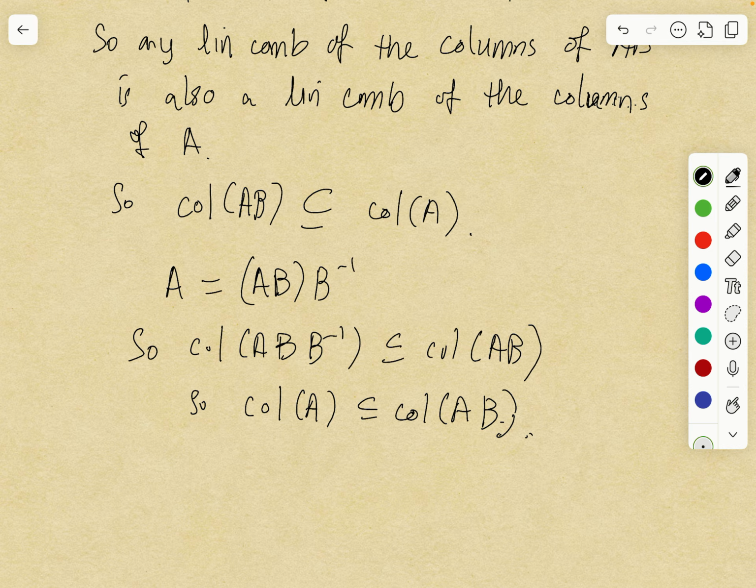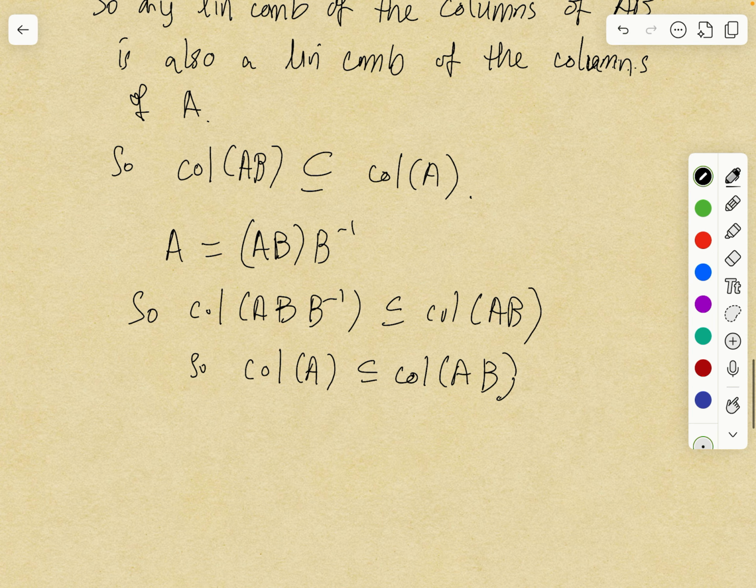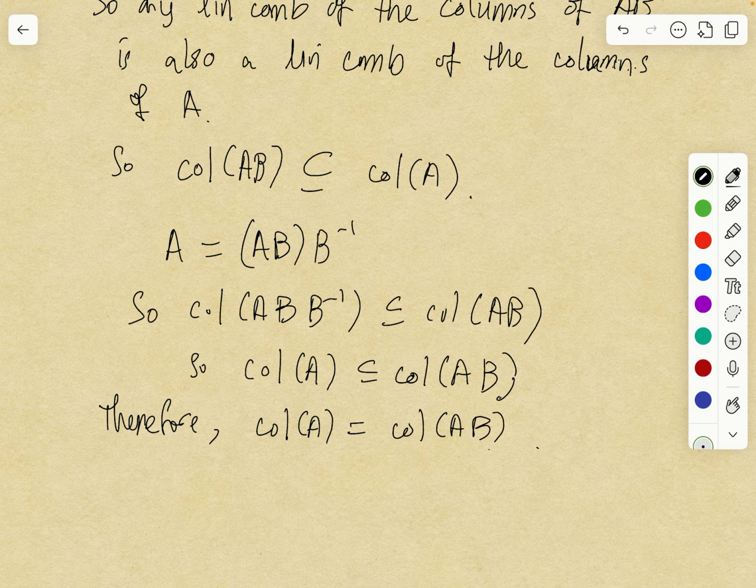Well, if the column space of A is contained in the column space of AB, and the column space of AB is contained in the column space of A, then that implies that the column space of A is equal to the column space of AB. Okay. Maybe I should just explain this last part a bit more.